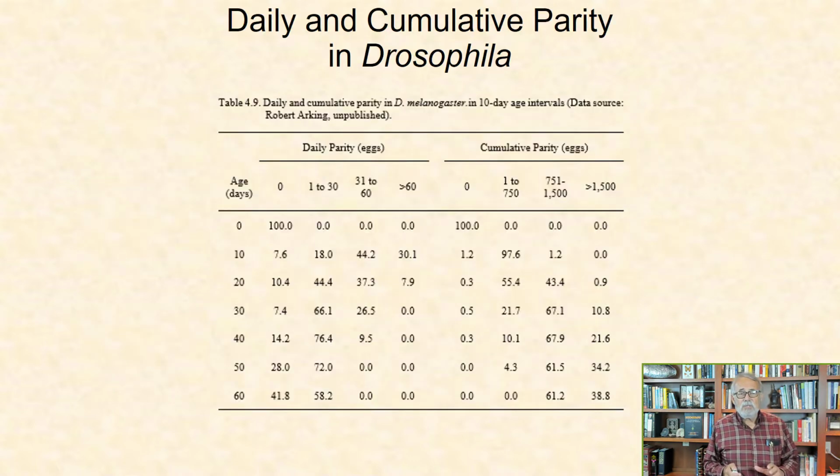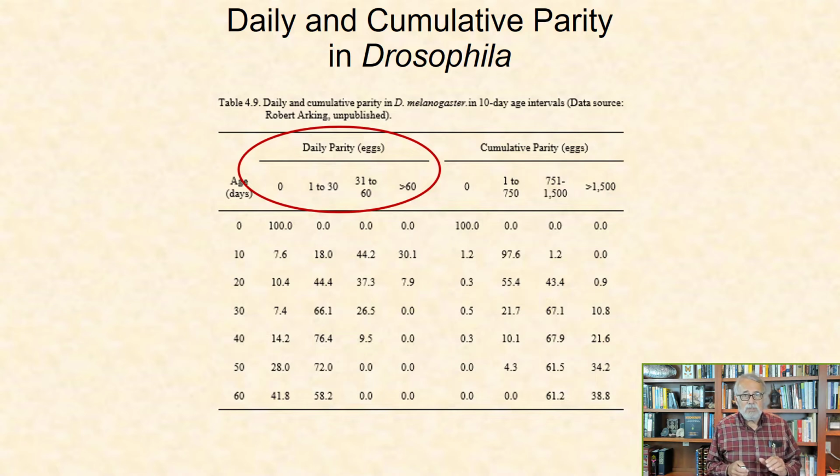This next table contains the results of a study on daily reproduction in Drosophila fruit flies that are presented in 10-day age intervals for both daily and cumulative parity. In the first column, we have age in days. Daily parity for this cohort is presented in this first subtable. We have columns labeled 0, 1 to 30, 31 to 60, and greater than 60 for the percentage of the cohort that are laying these respective numbers of eggs daily.